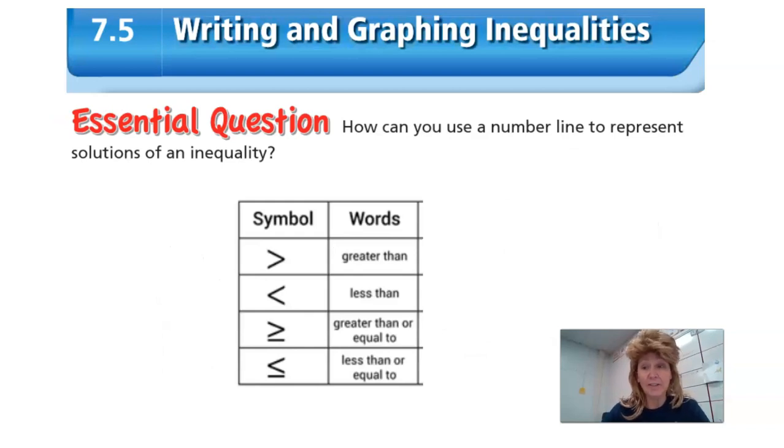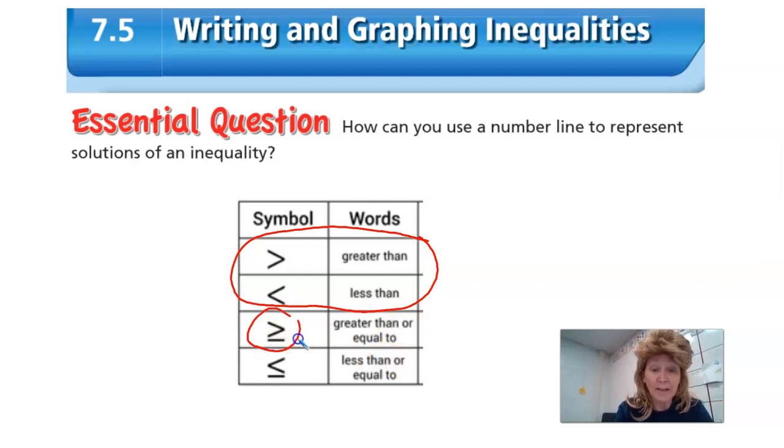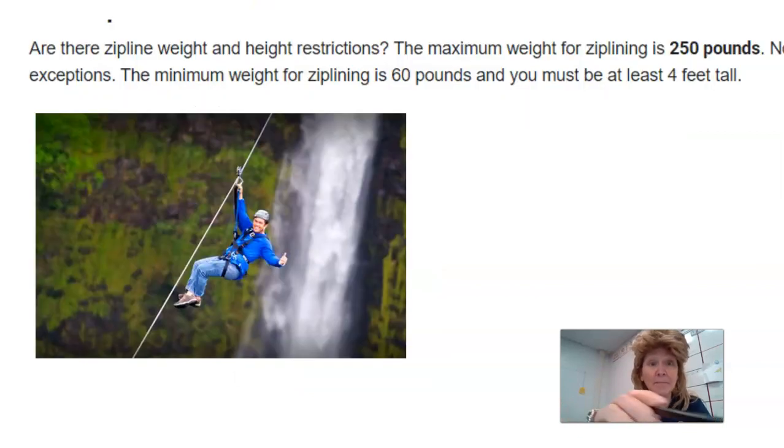There's our essential question again, and these are the symbols. You've already seen the greater than and less than symbols. We've worked with those a lot comparing numbers, but now we're introducing the greater than or equal to and the less than or equal to sign. Of course, it looks like they took the greater than and the less than and smashed an equal sign into it. So it can mean two things.